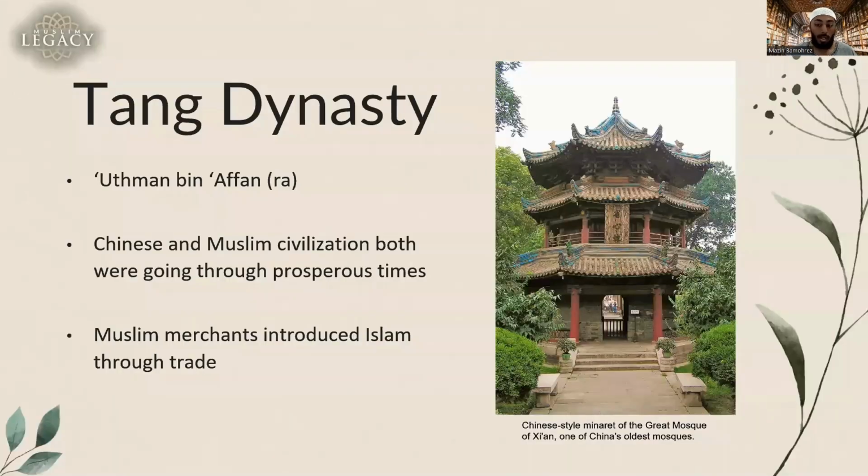So during the Tang dynasty, the earliest written record of Islam's origin in China dates all the way back to the Khilafah of Uthman ibn Affan radiallahu anhu. Uthman sent a Sahabi by the name of Sa'd ibn Abi Waqqas as an ambassador to the Tang dynasty around 650, right?